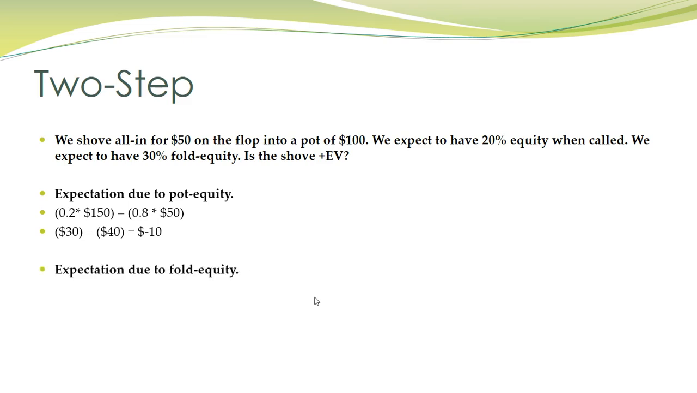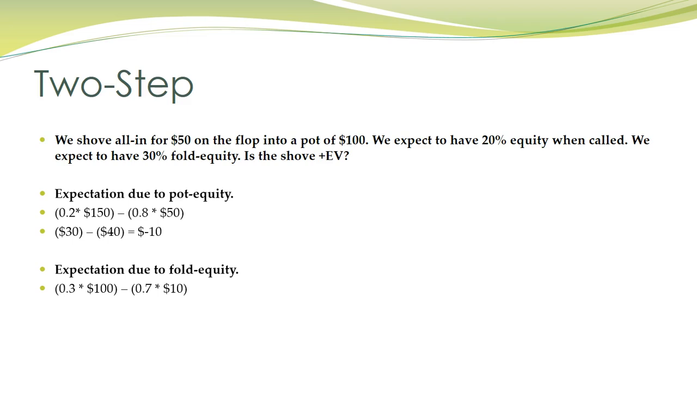So the second step here is to calculate our expectation due to fold equity. We're going to put all of the numbers into a new formula, but when we get to the amount we lose, instead of using 50, we're going to use our calculated value, which is minus 10. So let's just go through these terms. 0.3, the probability of winning with respect to the amount of fold equity we have, multiplied by the amount we win. That's the 100 in the middle. We don't win our opponent's $50 if he folds.